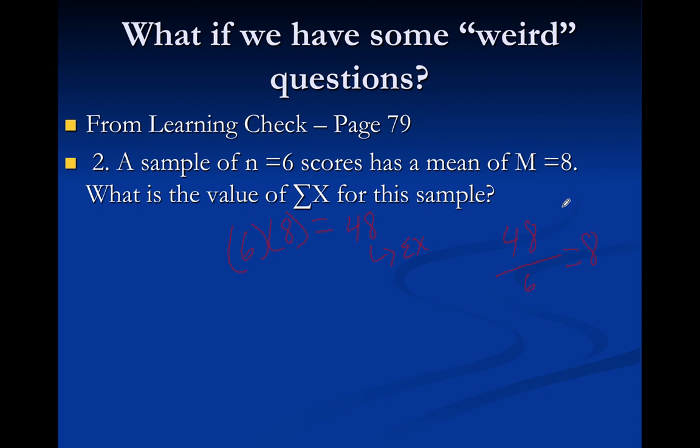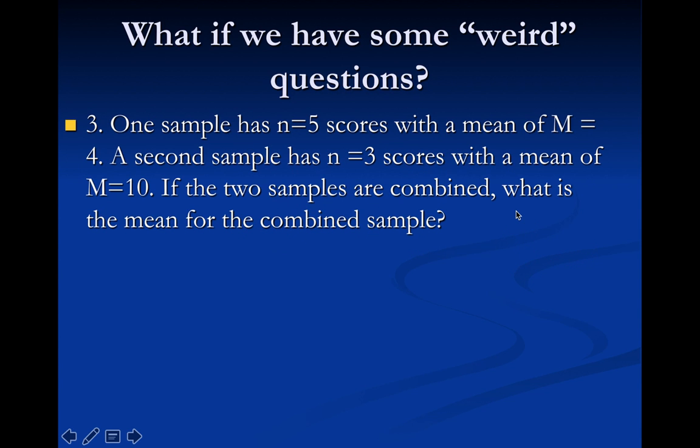All right. So that's one weird question that you may get from time to time, and that's a quick solution to this problem. Second, you may find something that looks like the following. One sample has n equal to 5 scores with a mean equal to 4. A second sample has n equal to 3 scores with a mean equal to 10. If the 2 samples are combined, what is the mean for the combined samples?